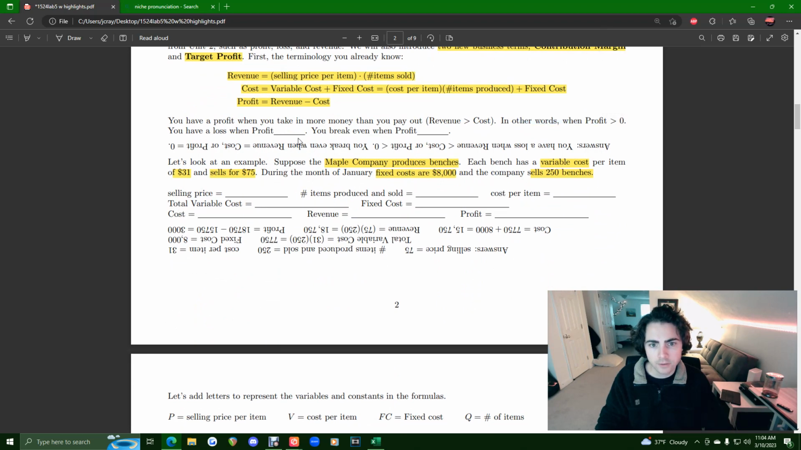When profit's greater than 0, you have a profit, and you have a loss when the profit is less than 0 or negative, and you break even when the profit is equal to 0 or really passes the 0 point.